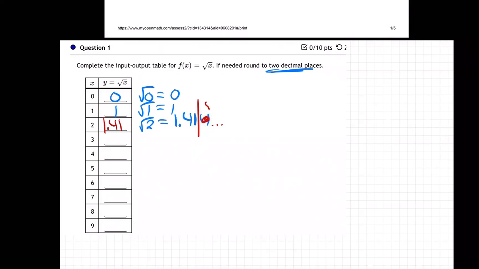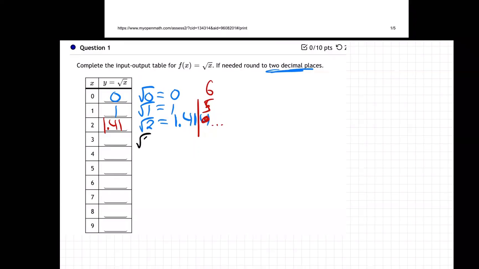If this was a 5 or a 6 or more, then I would go to 1.42, wouldn't I? Remember how rounding works? If the digit after where you're stopping is 5 or more, go up, right? You're closer to the next number up than going back down to 1.41. All right, and then you just keep on going.